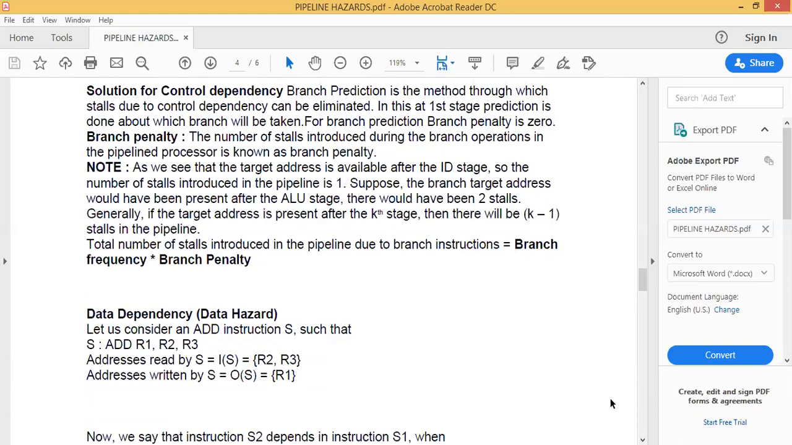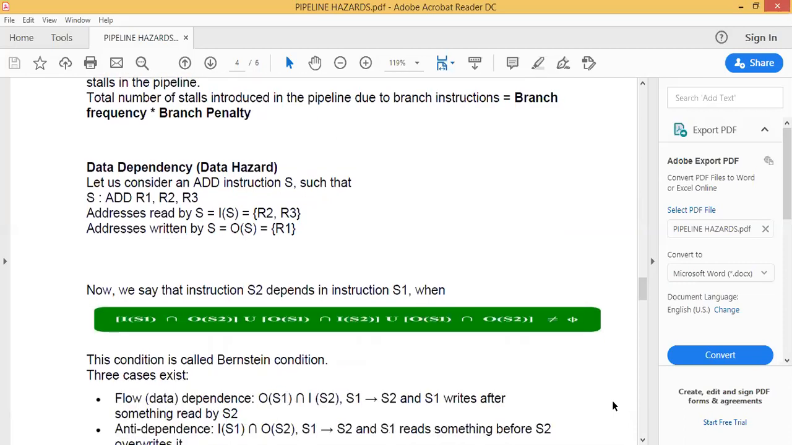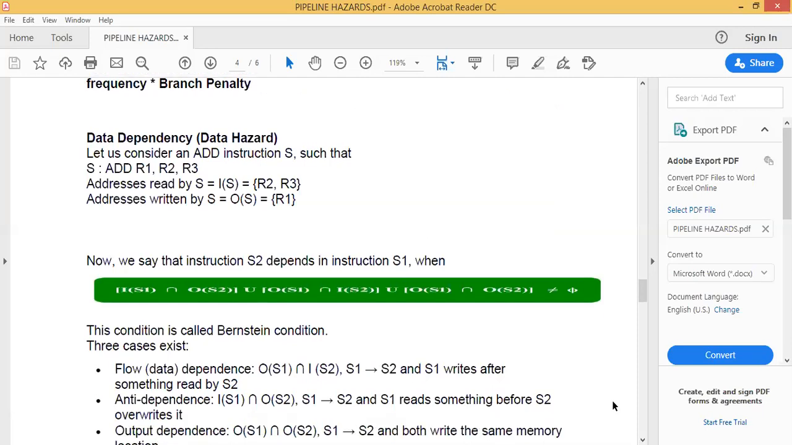And data dependency, which is known as data hazard. Consider an add instruction such that it holds add R1, R2, R3, which means addition of R2 and R3 stored in the R1 register. The address read by S is the input, which is R2 and R3, and the address written by S is the output, which is R1. Now we say instruction S2 depends on instruction S1 under a condition called Bernstein's condition, and there are three cases in Bernstein's condition.